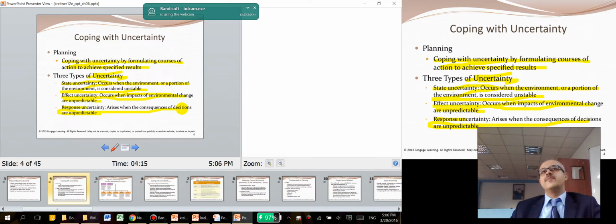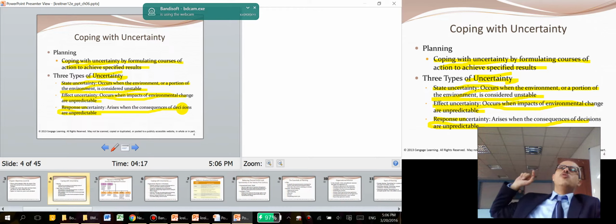Now, take an example. Will you go to Al-Hasaba? There is a state uncertainty. Maybe there's a bomb.